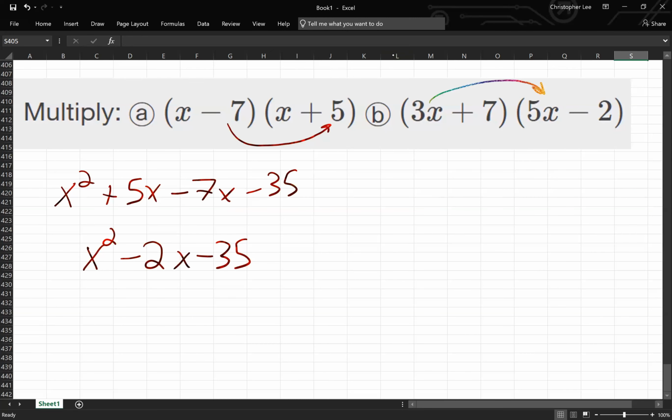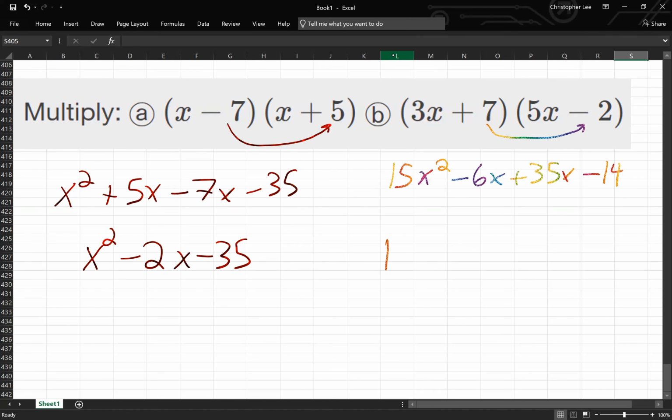I'm going to multiply my first term. This is 3x times 5x, which is going to give me a 15x squared, right? Then I'm going to do a 3x times a negative 2x, which is going to give me a negative 6x, right? Sorry. Then I want to do a 7 times 5x, which is going to give me a positive 35x. And then last but not least, I want to do a 7 times negative 2, which is going to give me a negative 14. After that, I want to combine like terms.